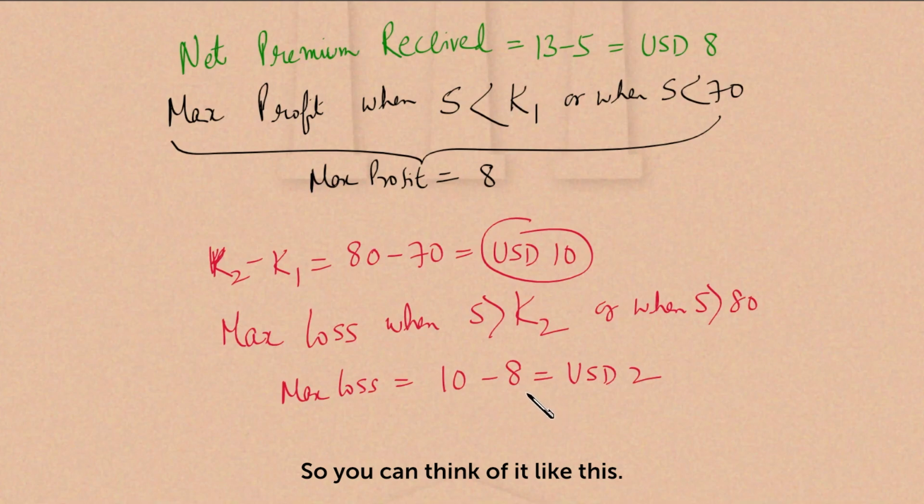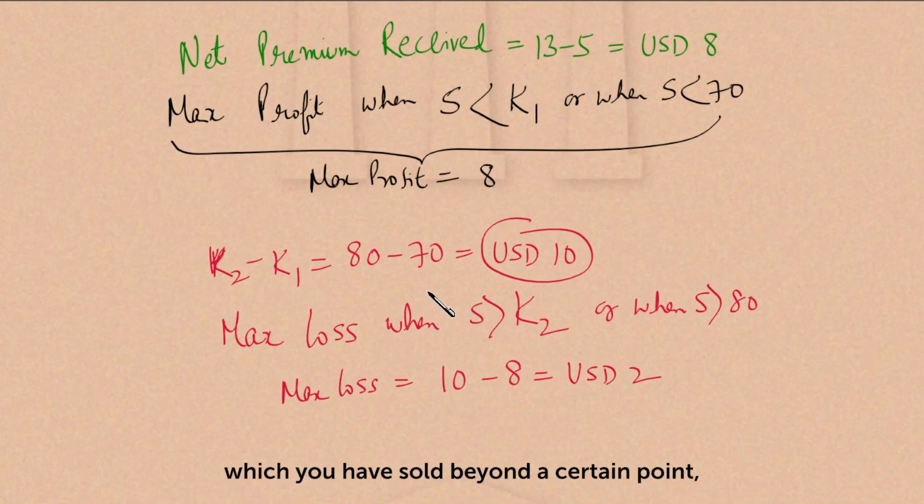So you can think of it like this. Why did I calculate K2 minus K1? The difference in the strike prices, K2 minus K1 or $10, is the maximum exposure you can have when the stock price skyrockets. Even if it goes way beyond 80, still the maximum exposure is how much? $10 only, because the call option which you have bought is going to offset all the losses from the call option which you have sold beyond a certain point, which is $80, right? The stock price when it goes above $80.